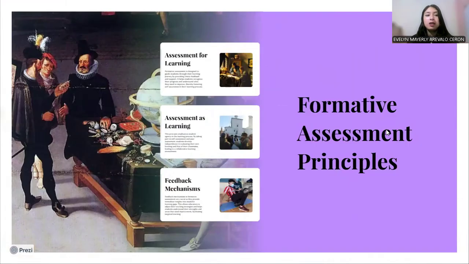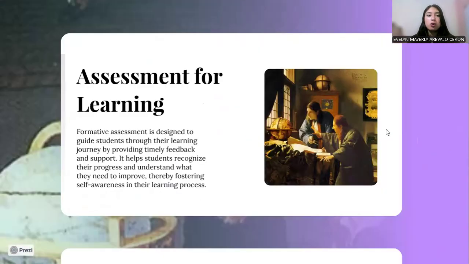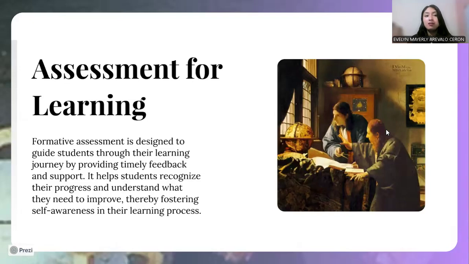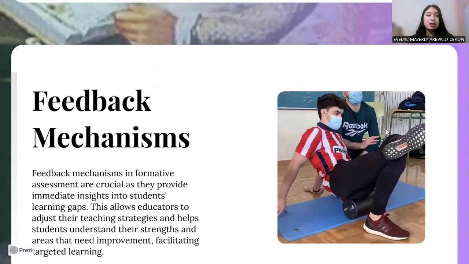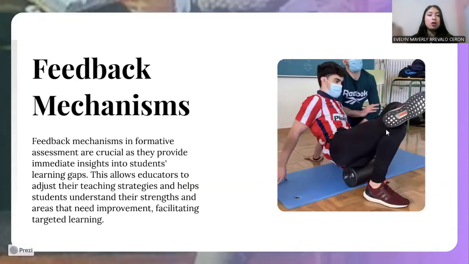It includes its own principles. For instance, assessment for learning is focused on guiding students with constant feedback, so they are going to achieve their goals. Assessment as learning encourages students to take responsibility, reflect on their process, and participate in decisions about their learning. In this case, feedback mechanisms such as grading comments or short conferences support both principles and help students improve step by step.